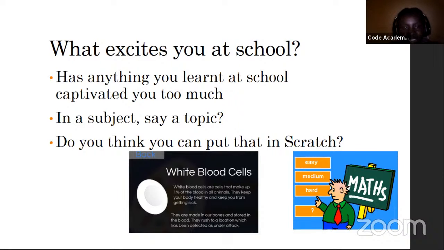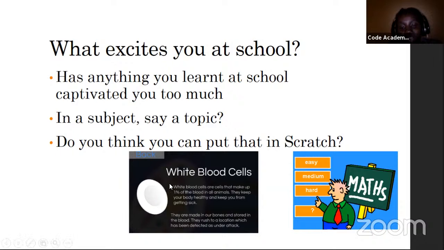Then there's this other scenario of what excites you at school. Have you learned anything at school that has really left you so captivated, so happy, and you just can't stop thinking about that thing? Ever since you started school, is there something particular you learned that made you feel, wow, this is so nice? Or if there are too many, you can just choose one. Was it in a particular subject? What exactly was that topic?